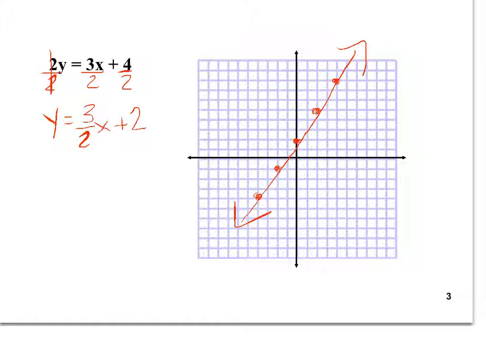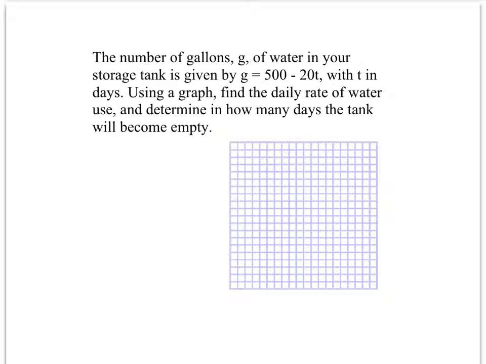Now not everything that we do is going to be set up that way. We might not have an equation given to us. Instead, we might have a word problem. So here it says the number of gallons, G, of water in your storage tank is given by, and this is an important thing, G equals 500 minus 20T, with T in days. Using a graph, find the daily rate of water use and determine how many days until the tank will become empty.